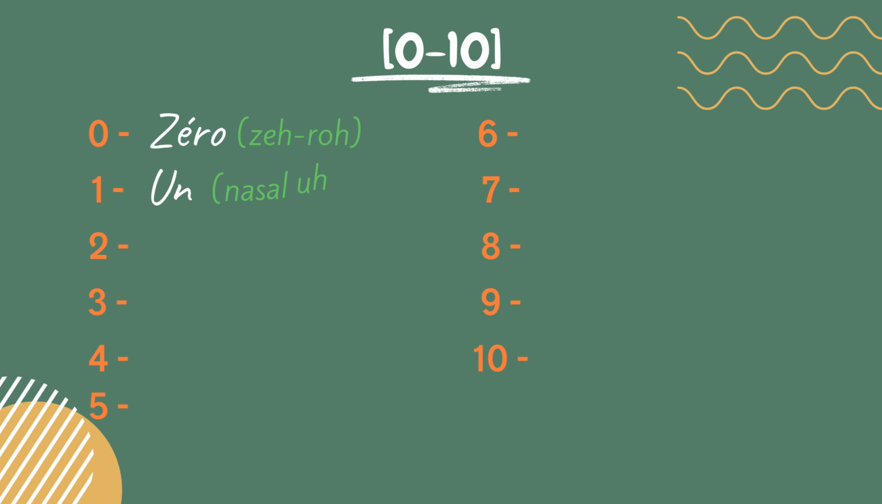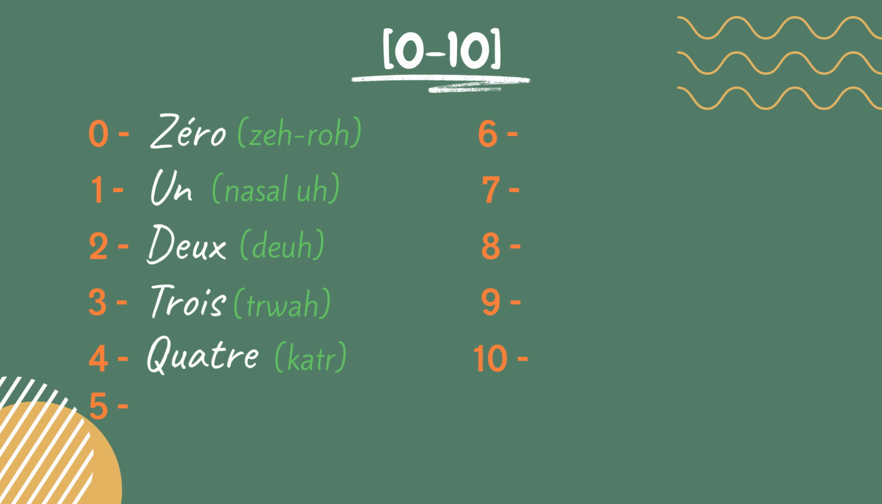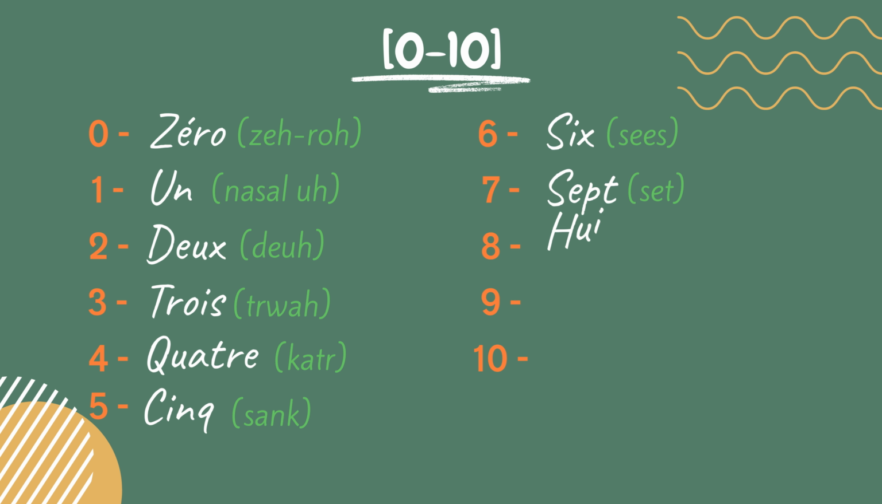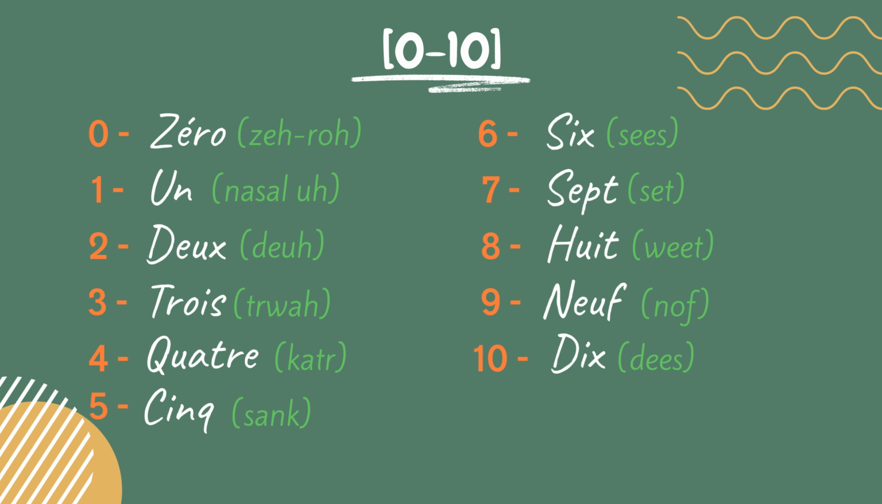0, 1, 2, 3, 4, 5, 6, 7, 8, 9, 10. Let's repeat one more time. 0, 1, 2, 3, 4, 5, 6, 7, 8, 9, 10.